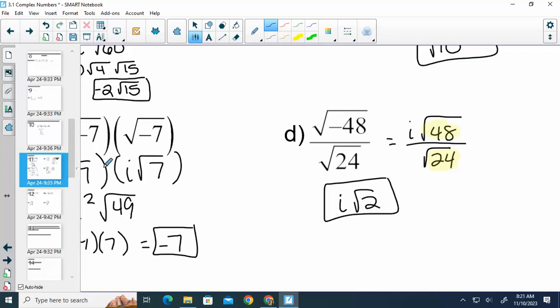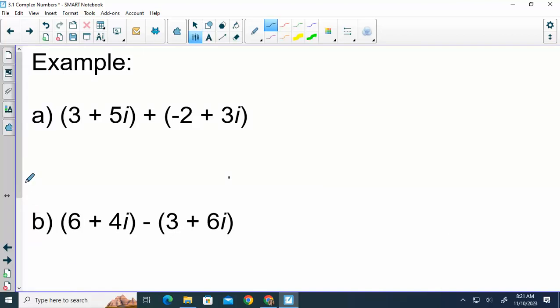When we are doing other operations like adding and subtracting, how do we do that? We have like terms. So if I'm looking at this, 3 plus negative 2, positive 1, 5i plus 3i is 8i. Make sure you are putting a plus bi, so the real plus the imaginary when you do these.